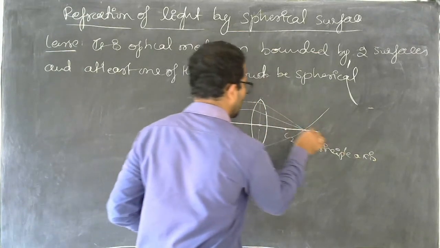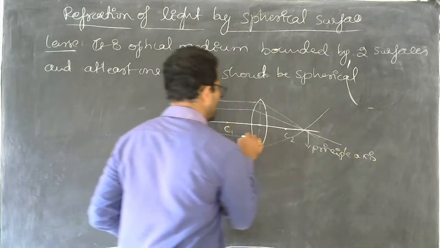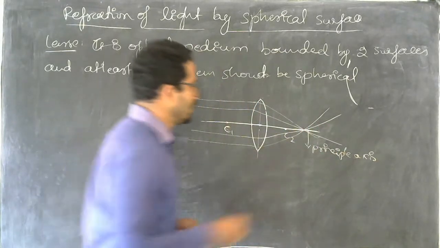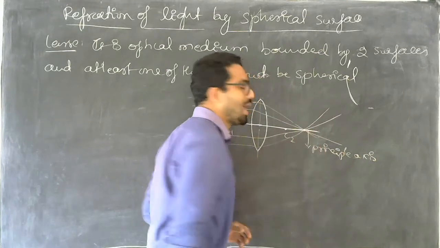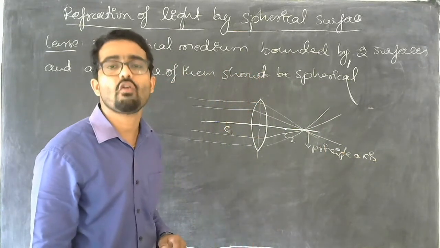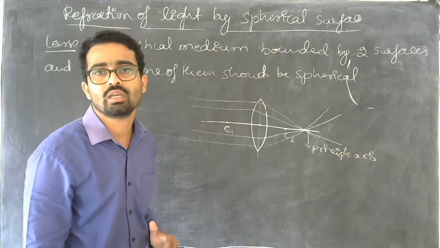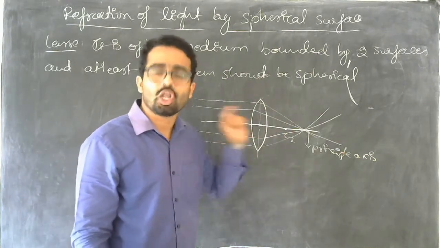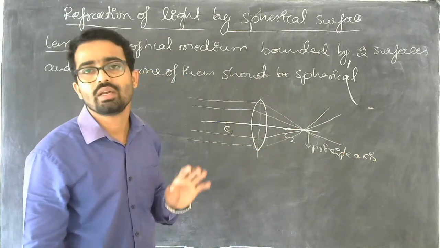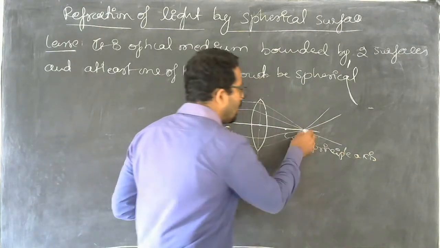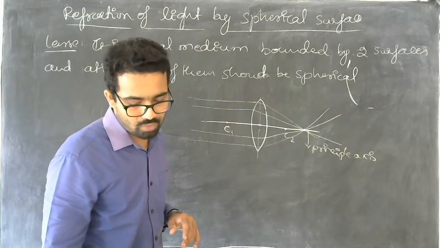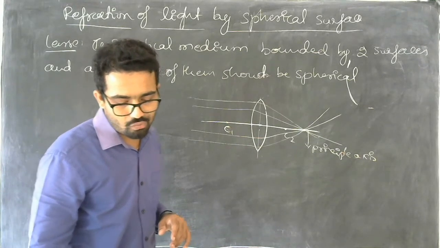See, if I consider like this, it will meet at this point. And this point on the principal axis is called the focus. Focus means where the parallel rays meet on the principal axis. That is called the focus. This point can also be called the focal point.